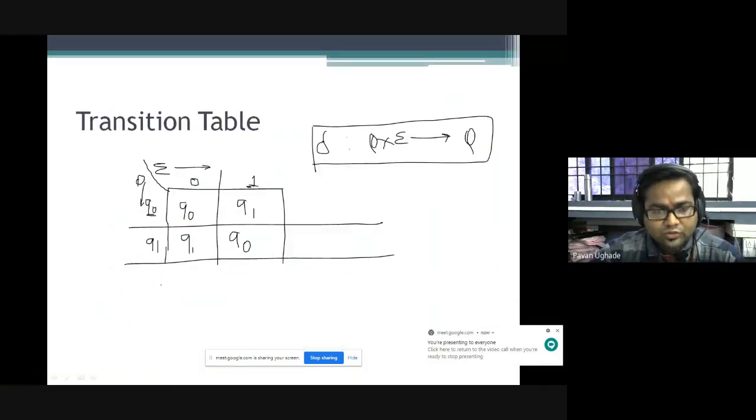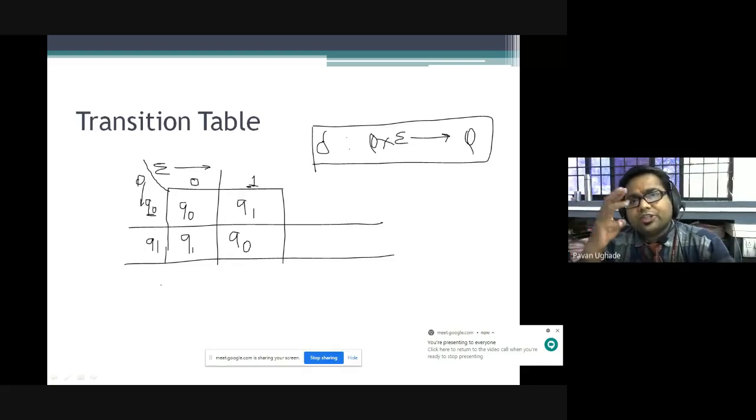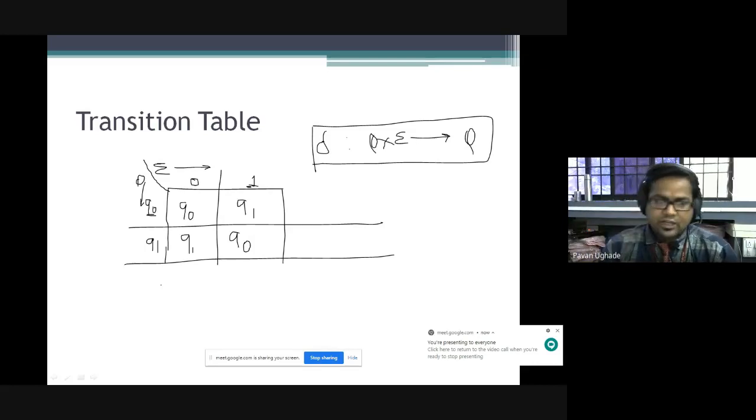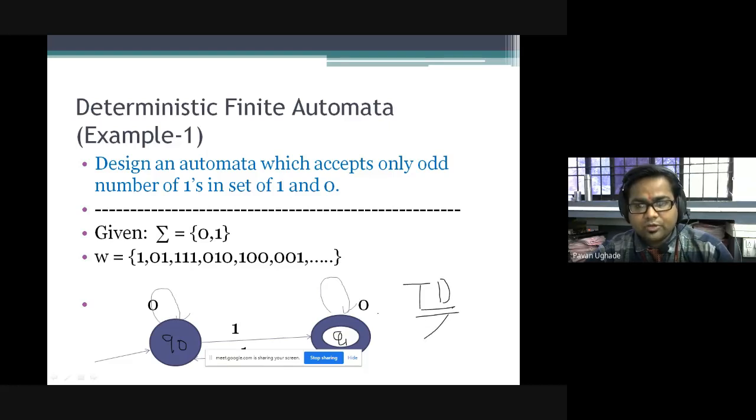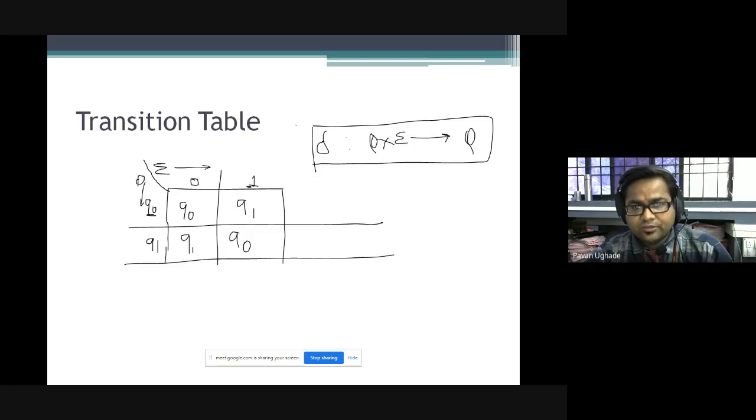Now, whenever a question is given, there are three things you have to write as an answer for 4 to 6 marks. First thing you will be doing is writing the given information and drawing the transition diagram. Then you will write the transition table, which I will note as TT. Once you do that, you need to write down the transition. Now what is this transition?